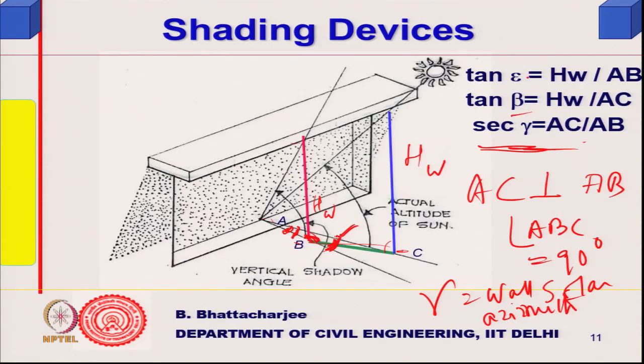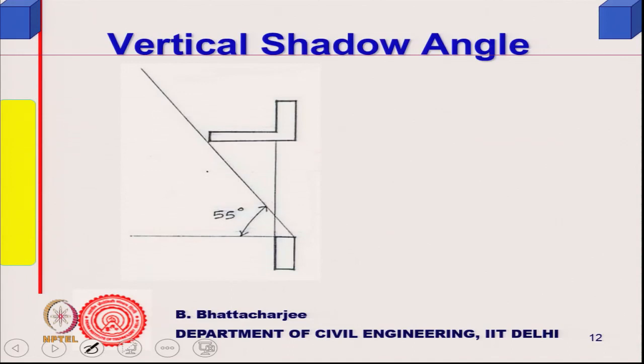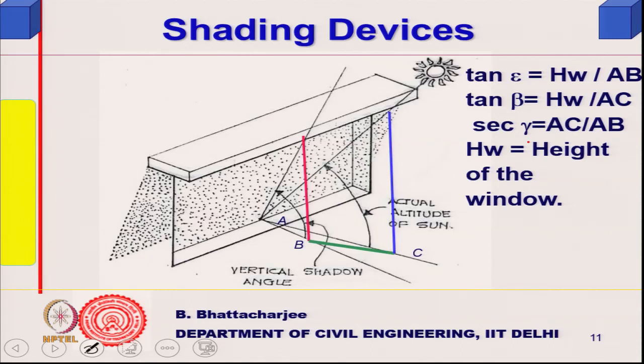So, therefore, now I can relate this AC by AB. So, sec gamma will be equal to tan epsilon by tan beta. So, this is what I have done. Anyway, we have defined it already, HW is the height of the window, and tan epsilon is equal to HW by LS. Tan beta sec gamma. Did I write beta the same? Yes, tan beta, sec gamma is equal to tan epsilon.